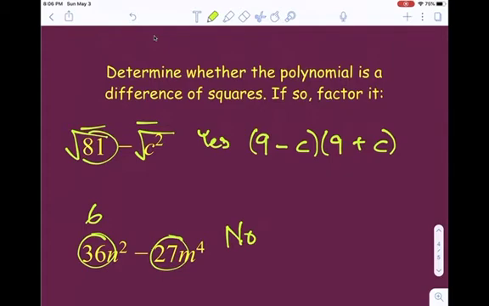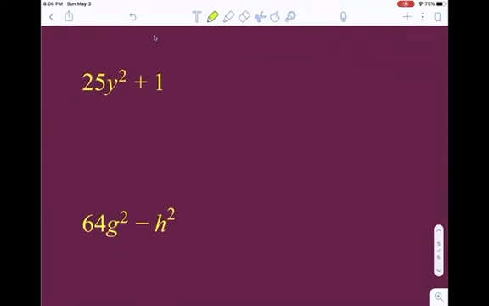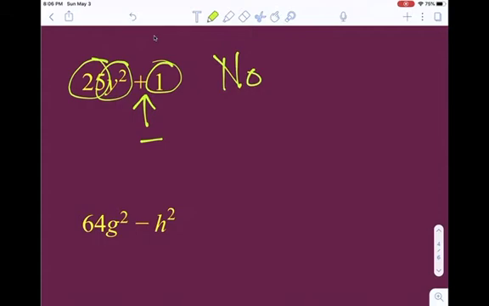All right, next, let's take a look at this guy right here. 25y squared plus 1. Well, here's the thing. Square number, so that's good. And then our variable has an even exponent, so that's good. But it's missing something really important, and that is a minus sign. It's a difference of squares. It's not a sum of squares. There's nothing I can do to this to factor it. So that's not going to work for us. So this would be no. All right, so we've got a couple no's.